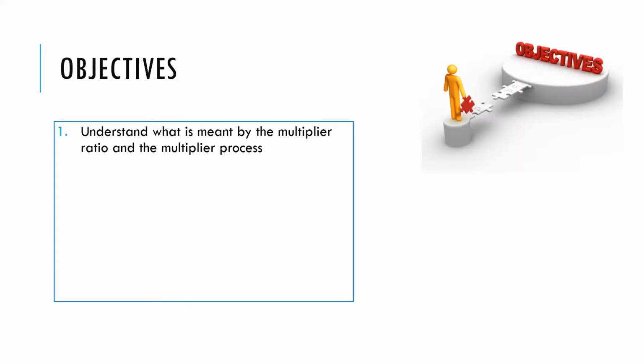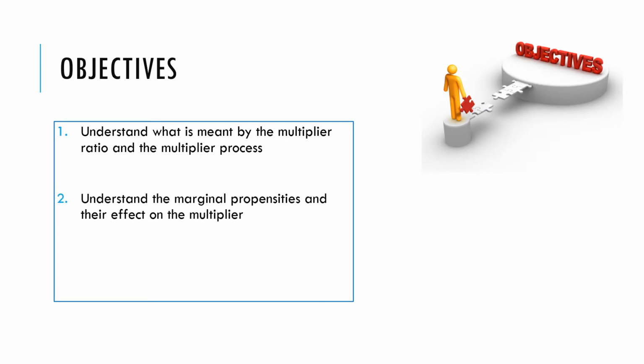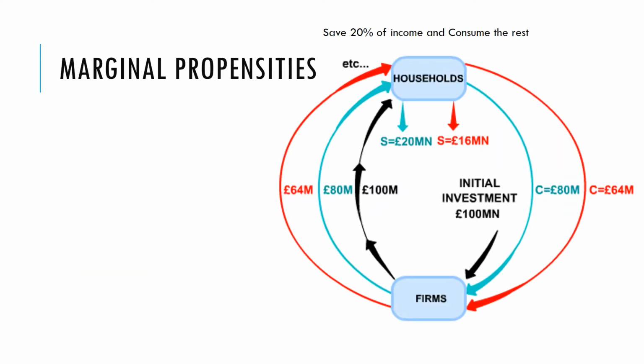So we've looked at what the multiplier ratio is and the multiplier process. We now need to look at marginal propensities and be able to perform some calculations. So let's think about marginal propensities. It's kind of a funny word here, but what was quite important in our initial story was when we were looking at the money flowing around our economy, was this 20%. That households, every time they earned 100 million, they saved 20%. Every time they earned 80 million, they saved 20%. So this concept of how much households save for every extra bit of income is a marginal propensity to save.